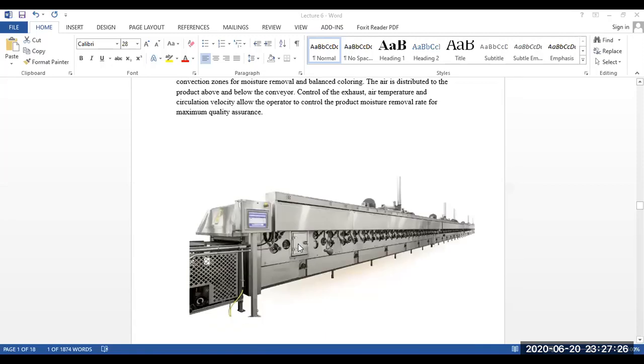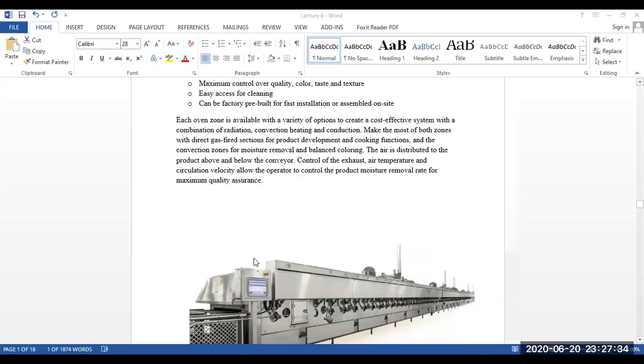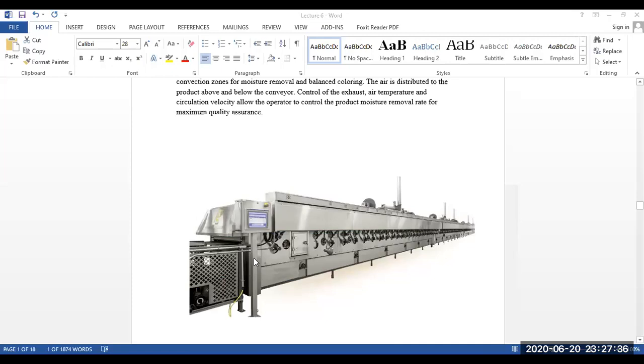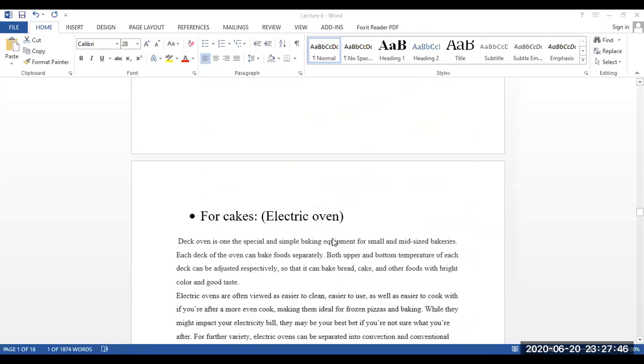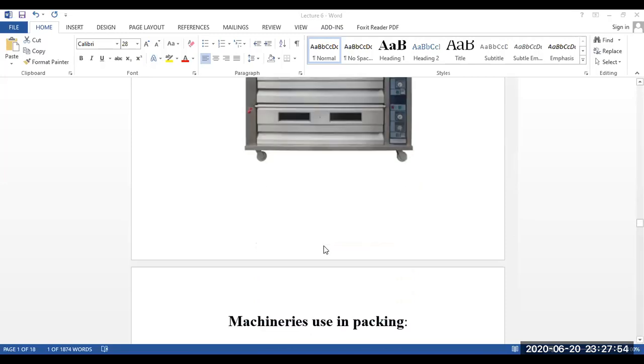And another kind of oven is called a prism oven. You can also say that is a tunnel oven. Normally in the baking industry, it's called the tunnel oven. Okay, these kinds of ovens are mainly used for preparing different types of cookies and biscuits. And then that is our electric oven. These kinds of ovens are mainly used for preparation of cakes.